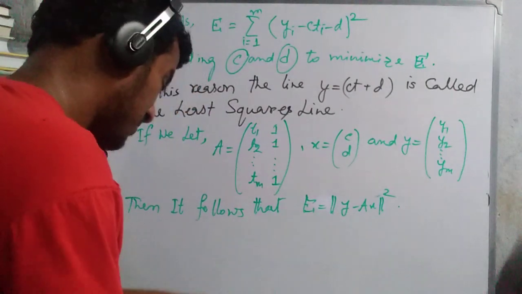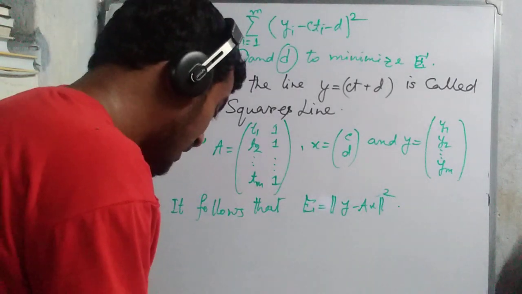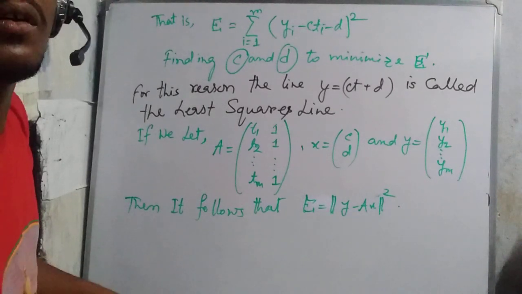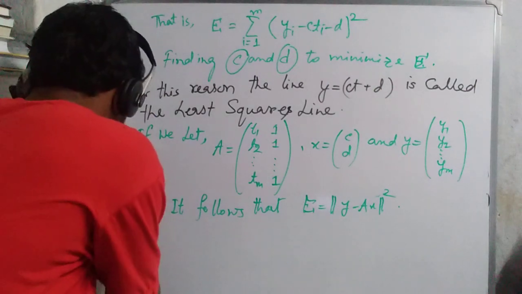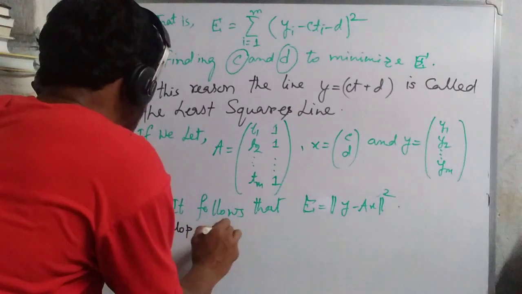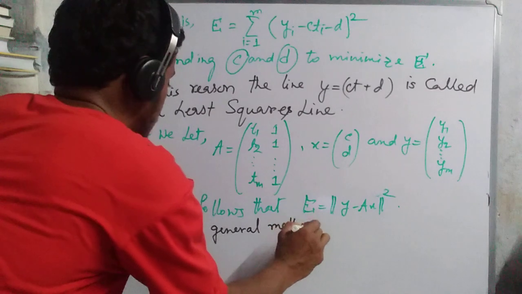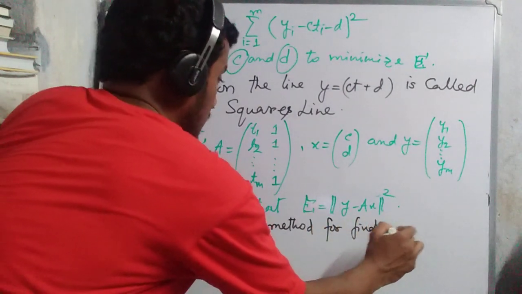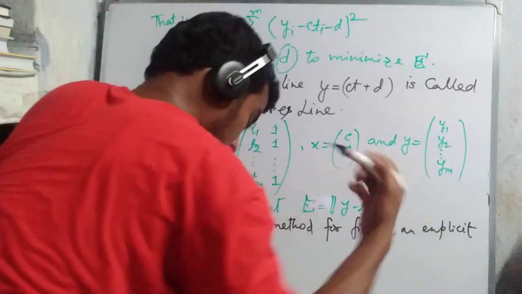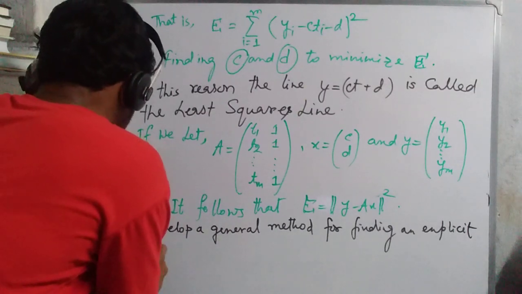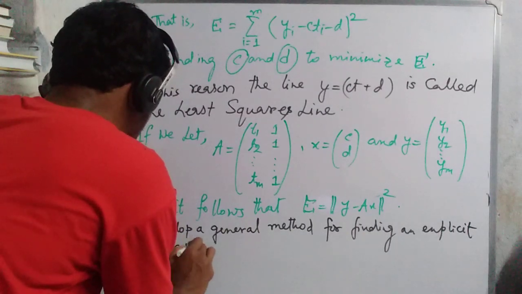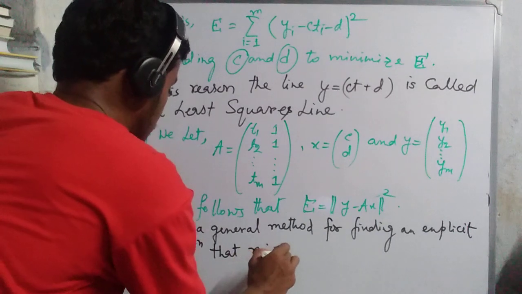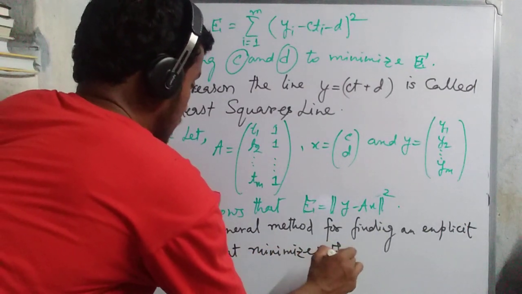Then what happens is, here we develop a general method for finding an explicit vector x0 belonging to F^n that minimizes E. Okay, so we write it here. We develop a general method for finding an explicit vector x0 belonging to F^n that minimizes E.